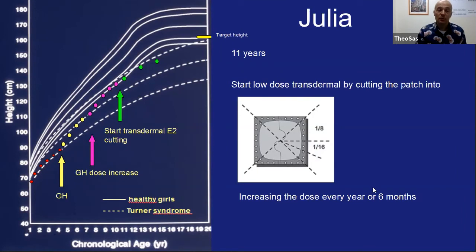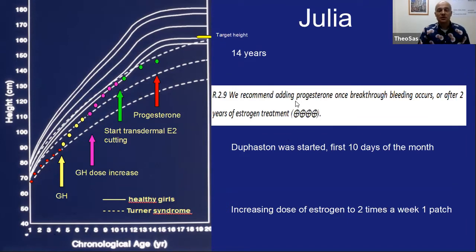So we started in Julia, and we increased the dose every year, every 6 months. This is the growth. And we added progesterone once breakthrough bleedings occurred, or after 2 years. We give it for the first 10 days of the month, and further increase the estrogen dose to a patch 2 times a week.